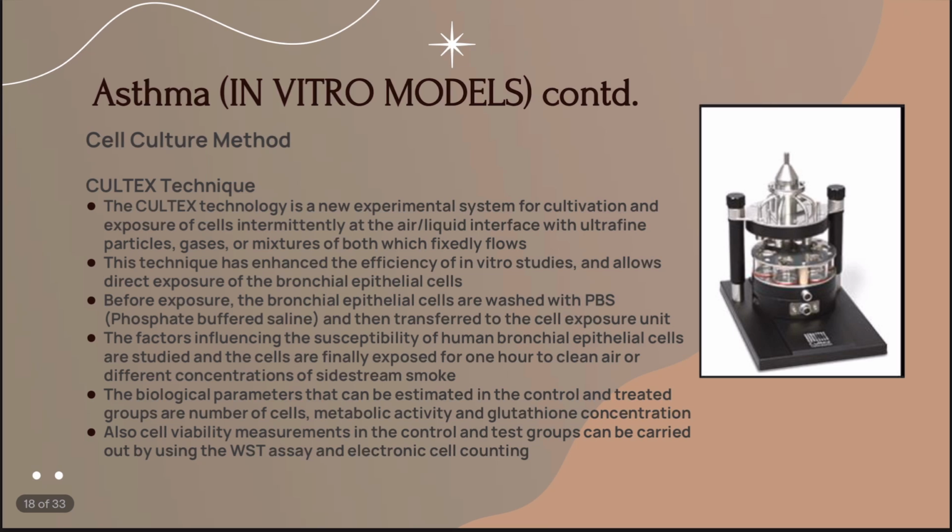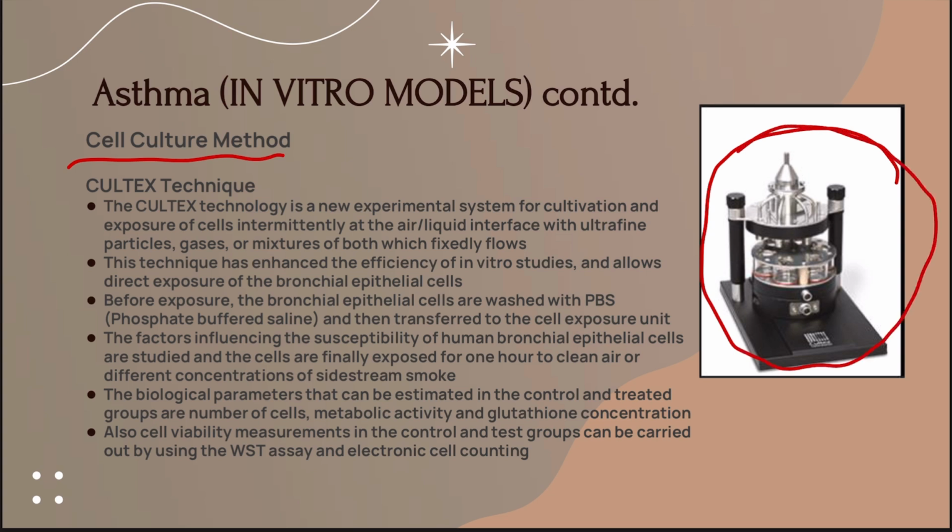Now coming to the next method of in vitro models, that is the cell culture method. As you can see here, this is called the Cultex method. So it is basically culturing the bronchial epithelial cells. With human bronchial epithelial cells, we are testing the susceptibility of the bronchial epithelial cells to different concentrations of smoke. That is what is mentioned in this entire point.